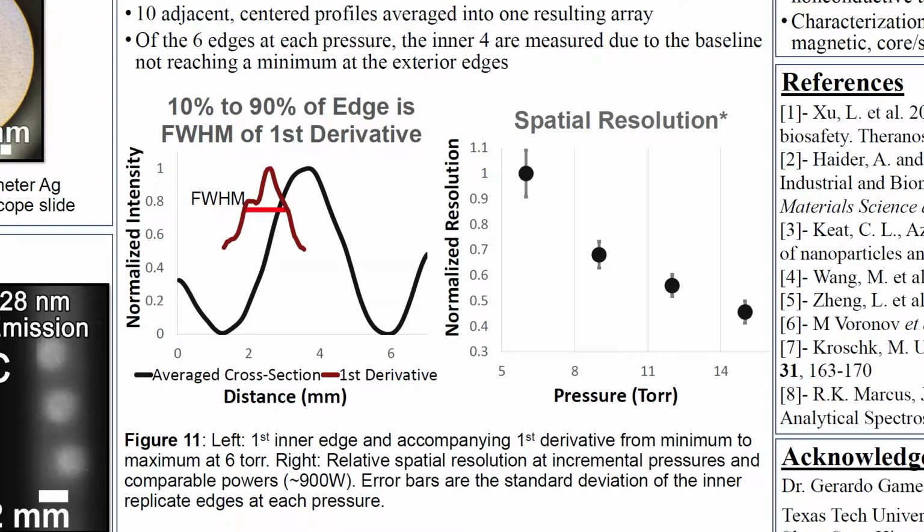We define our spatial resolution as the length of a rising or falling edge of the cross-section of our emission. We have 3 deposits for replicates and 2 edges per deposit, for a total of 6 edges. We only use the inner 4 edges as the outer ones fail to reach a representative baseline. Note the improving spatial resolution as a function of pressure.